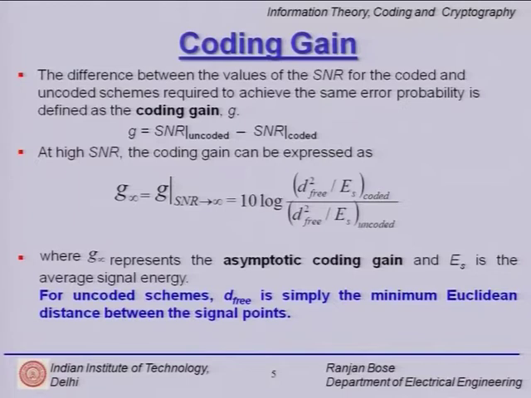So, we defined for ourselves the coding gain, where we found out that at a high SNR the asymptotic coding gain, as SNR tends to infinity, is defined as 10 log to the base 10 of d free squared over ES, normalized for the coded scheme versus the uncoded scheme. For the uncoded scheme, d free is simply the minimum Euclidean distance between the signal points. So, this is the gain that we get because of the trellis d free. And please remember that we now have the trellis labeled by symbols rather than by bits as in the convolutional encoder case.